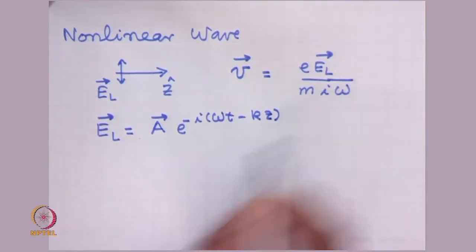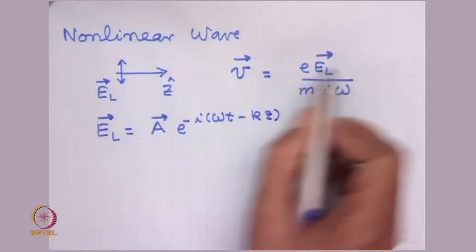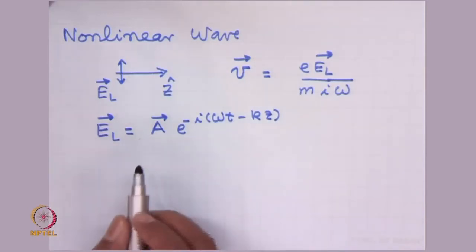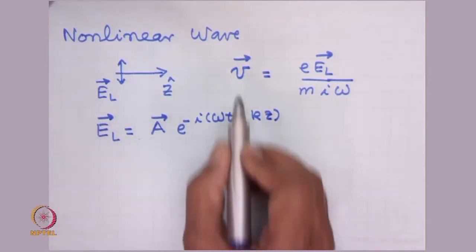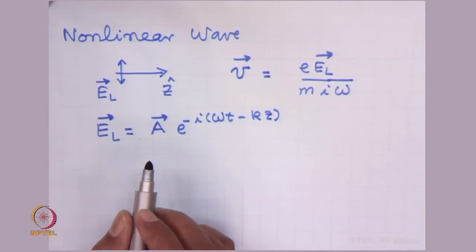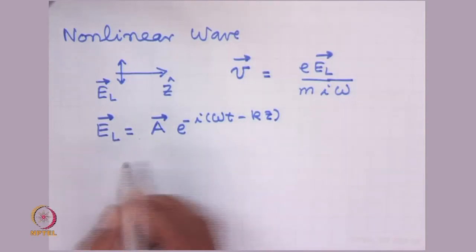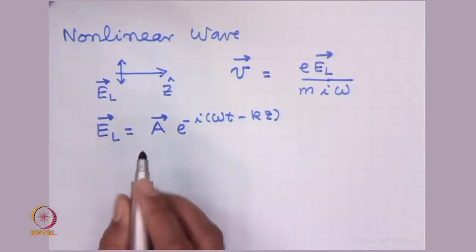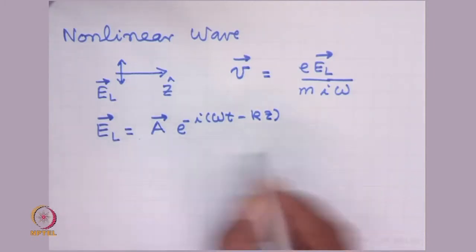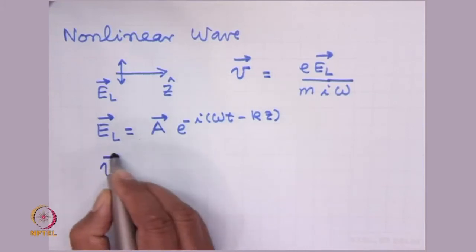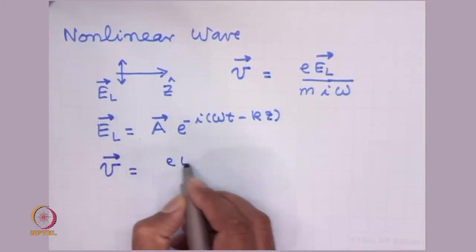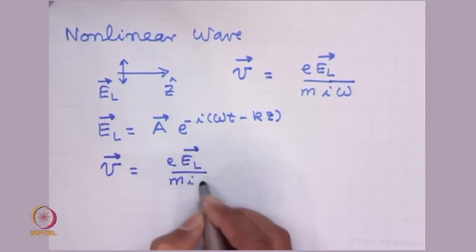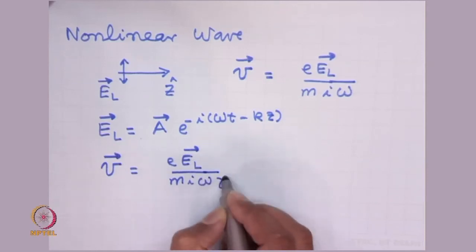So this is the linear response of electrons. When we linearize the equation of motion, we get this sort of velocity. Now what happens if this velocity approaches c, the velocity of light in free space? Then the electron mass will get modified. When we solve the equation a little more carefully, we find that the oscillatory velocity is modified to v = eE_L / (m i omega) multiplied by the relativistic gamma factor.